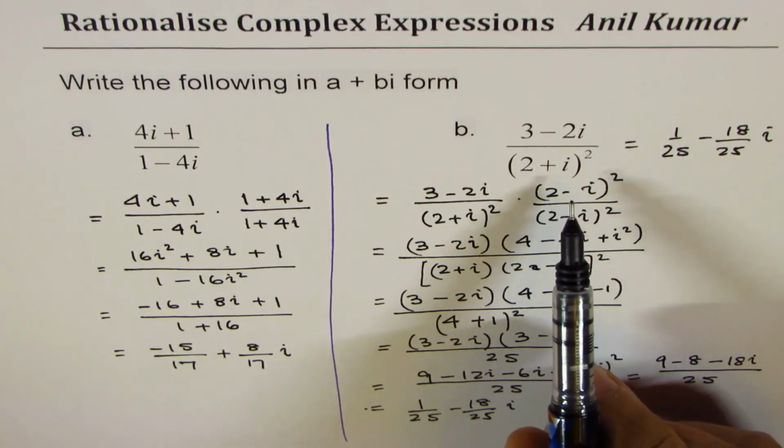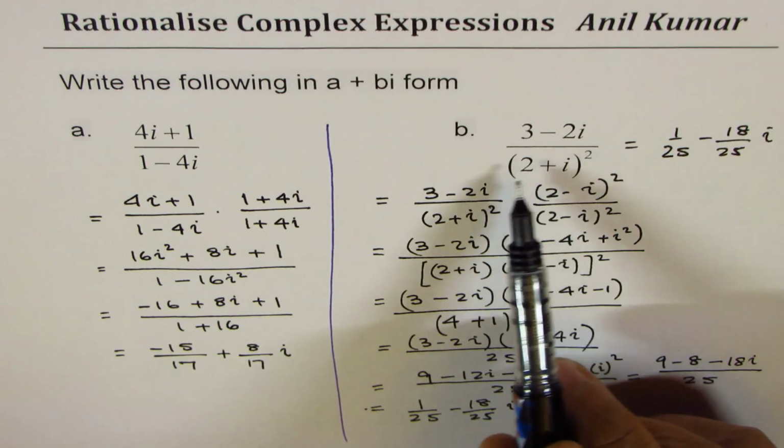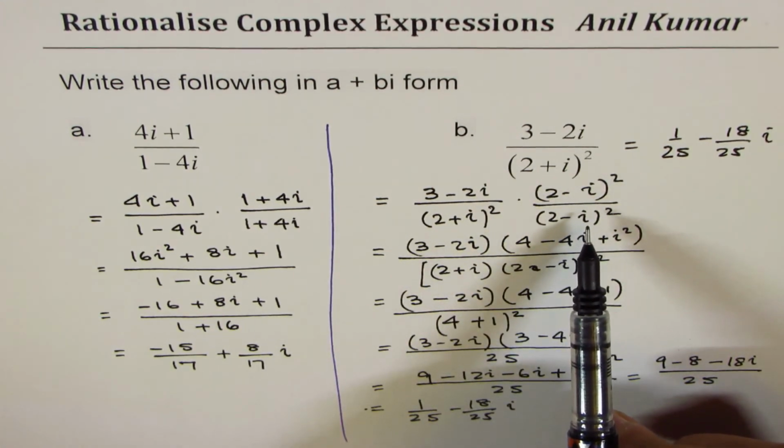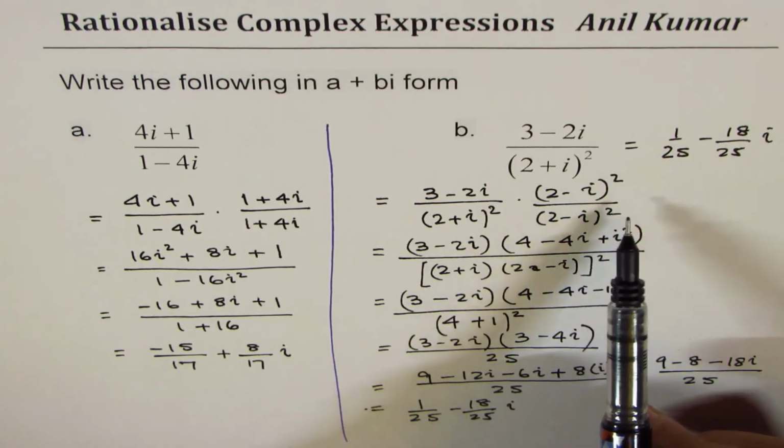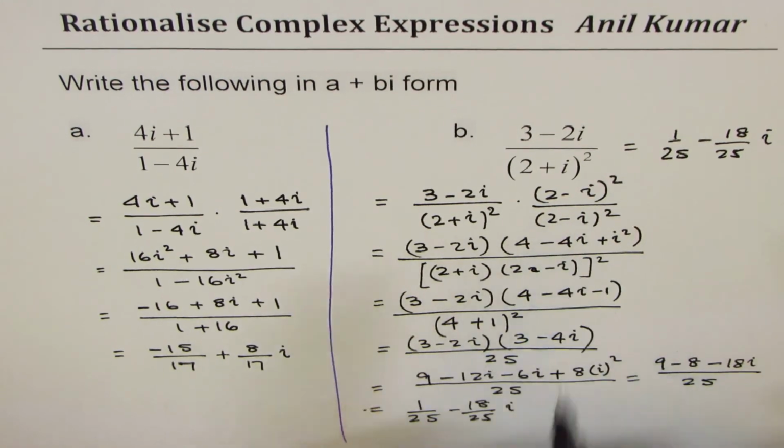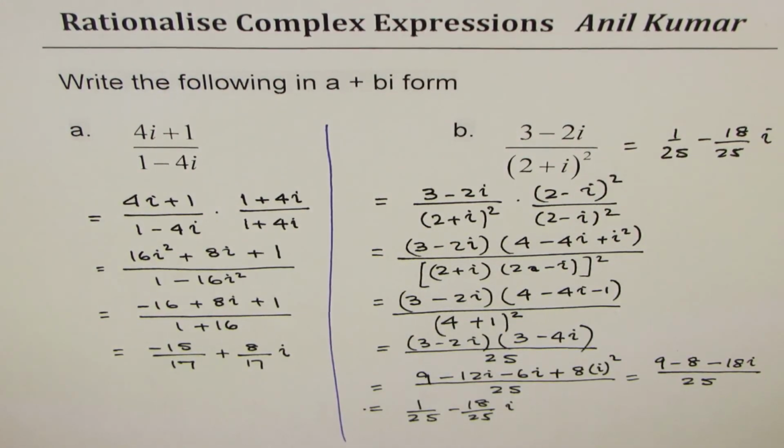So it is very important to understand that if you have something square, then you have to multiply and divide by the square of that conjugate, right? So that is what I wanted to discuss with this example.